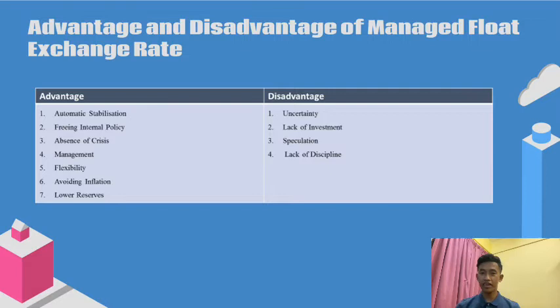Managed floating exchange rates also have the following disadvantages. First, lack of investment. The uncertainty introduced by floating exchange rates may discourage direct foreign investment. Second, speculation. The day-to-day fluctuation in exchange rates may encourage speculative movement of hot money from country to country, thereby causing more and more exchange rate fluctuation.